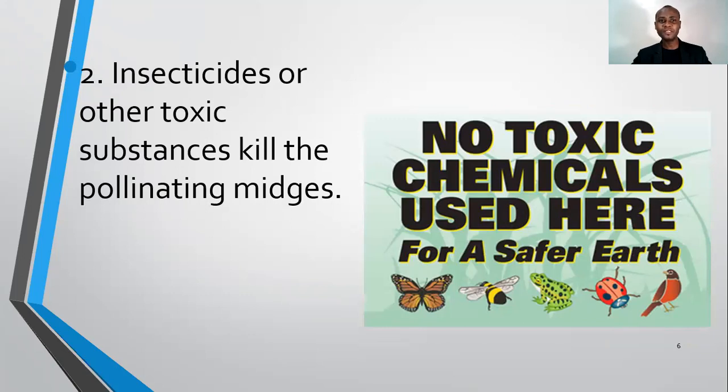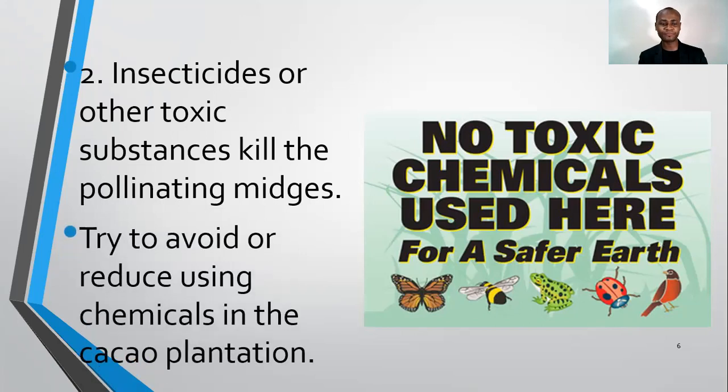Generally speaking, you should use chemicals on the farm sparingly. Use them only when needed. Don't make it a habit of spraying the farm frequently, because when you do that, you destroy the pollinators. And when the pollinators are destroyed, it means that you are going to have few pods on your trees. That's one thing you should know.